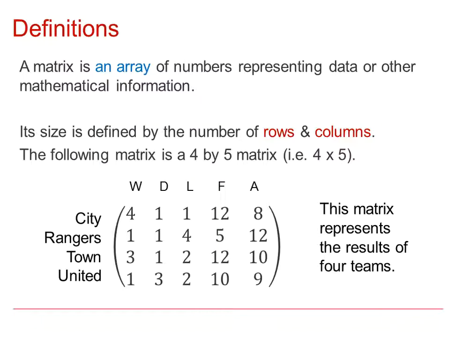Our definition of a matrix is an array of numbers which represents data or other mathematical information. We define the size of a matrix according to how many rows and columns it has. So the following is a 4 by 5 matrix, and this array of information represents the results of several games of football between 4 different football teams.